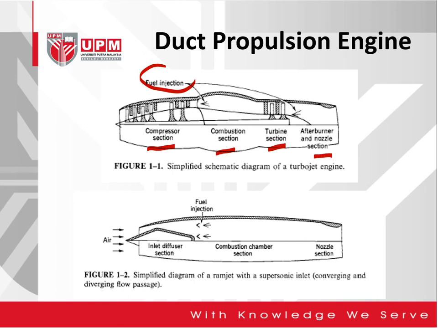I hope you still remember the operation of the gas turbine engine. Figure 1.2 shows a simplified diagram of a ramjet with supersonic inlet. Even though we didn't go into much detail on the operation of the ramjet, in the nozzle topic in aircraft propulsion we already looked into the construction of the ramjet engine, where it does not contain any moving parts, except probably the variable inlet as well as the variable nozzle.